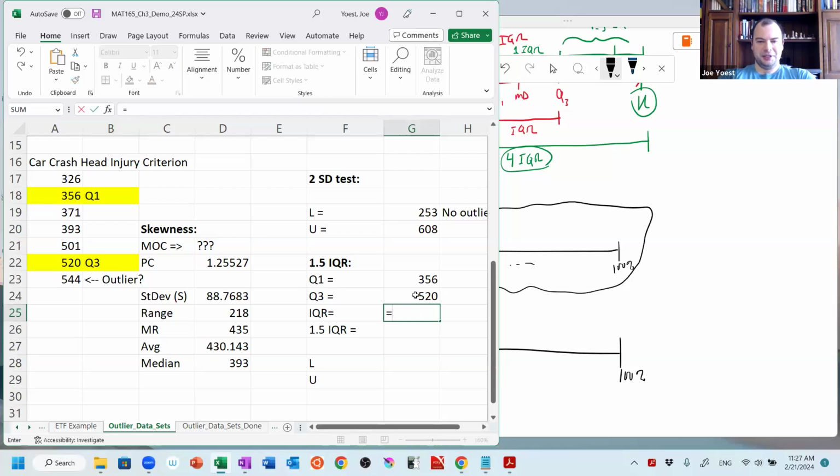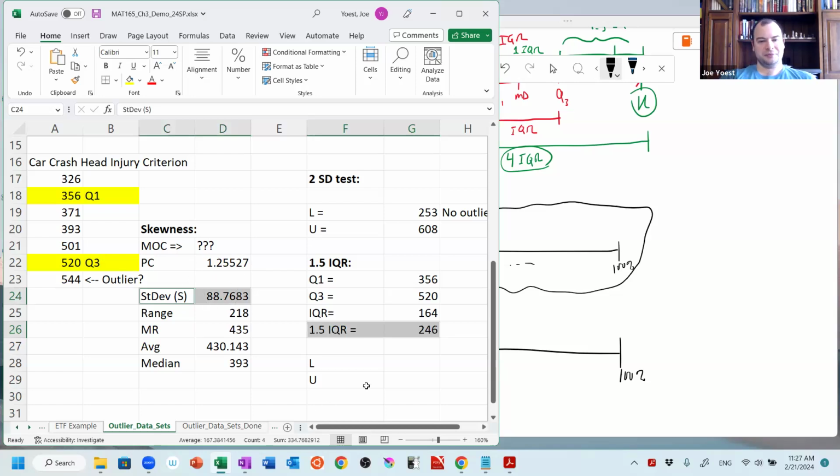My IQR is going to be the difference, Q3 minus Q1. 1.5 IQRs is just 1.5 times that number. So this is the thing that's analogous to the standard deviation. This 164 is kind of analogous to the 88.7 as a measure of variation.